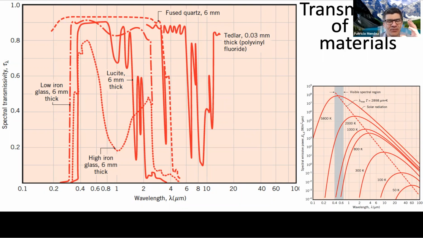Something very transparent would have a transmissivity of 1, for example, fused quartz, right? And here we have between 0.4 and 0.7, the range of visible radiation. And what do we see? Yeah, fused quartz glass, very transparent.